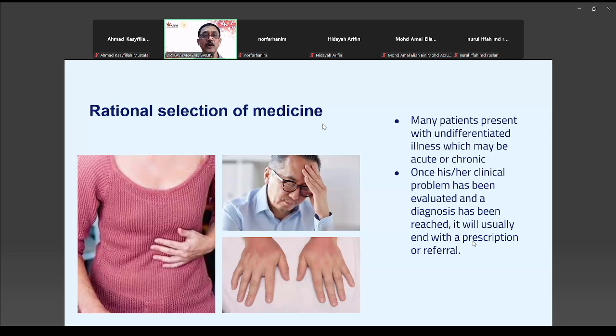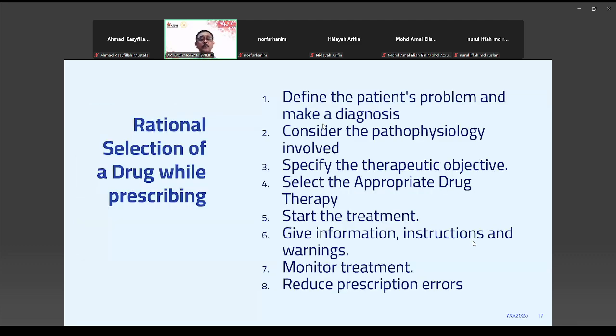Now I'm coming to the topic as such. Whatever I've said so far, you can forget. At least remember these 8 steps when you want to prescribe. So when a patient comes to see you, what do you do?